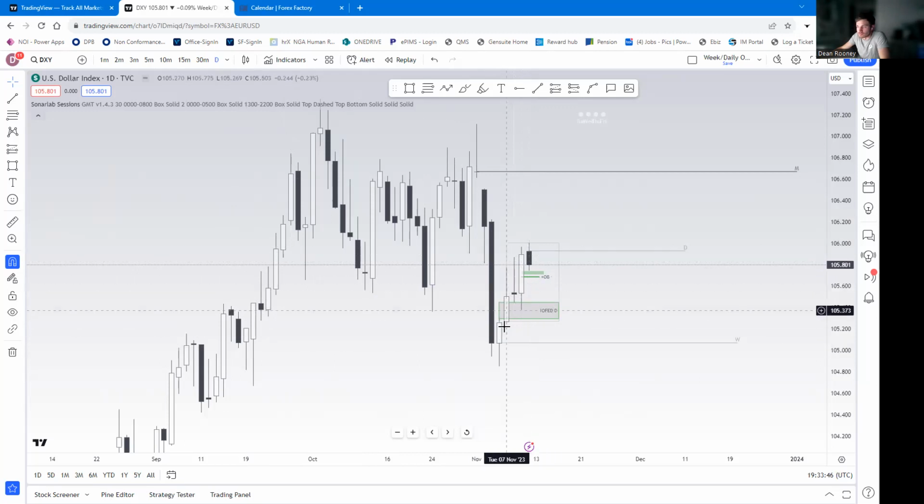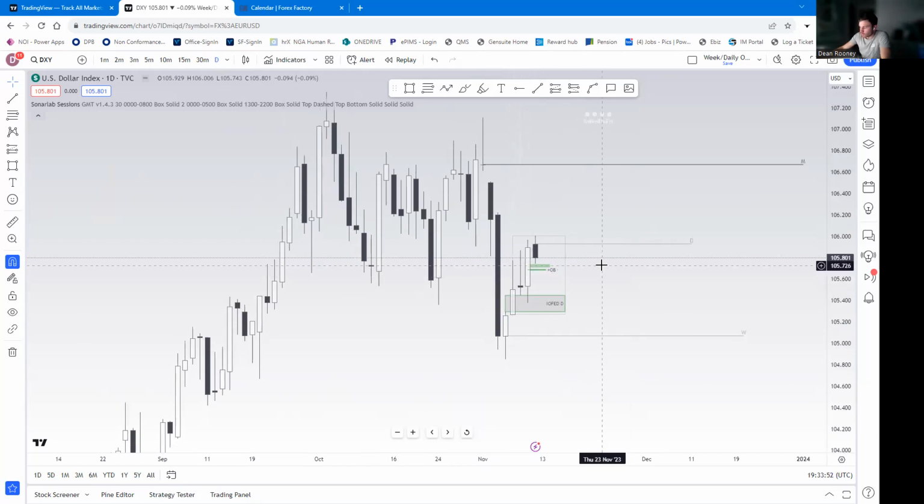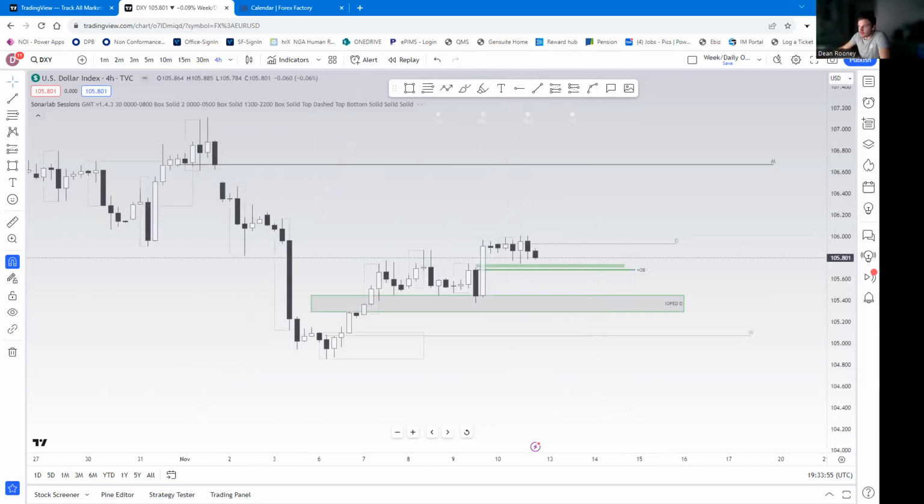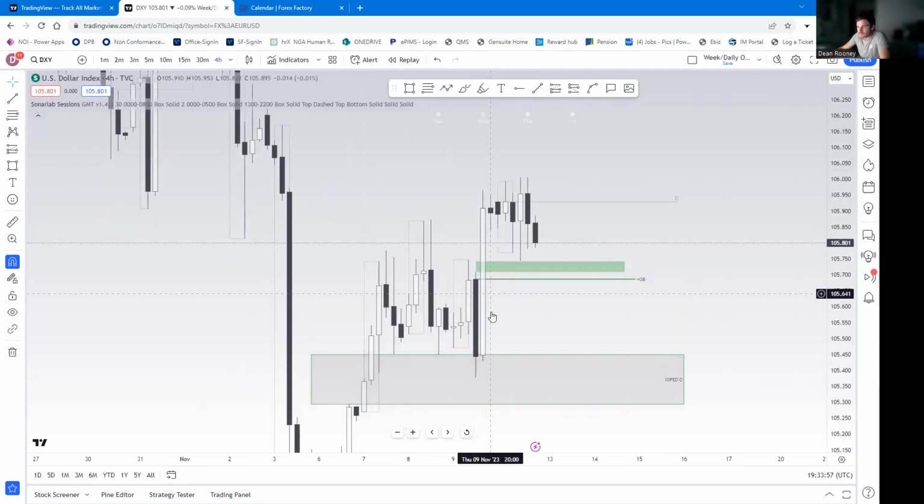So to me, this is showing bullish order flow. Institutional order flow is bullish on the US dollar. So what we've actually got, if I go into the 4 hour in here as well, we've got this fair value gap that's been left on the 4 hour between this low and this high. So price is going to get drawn to here.